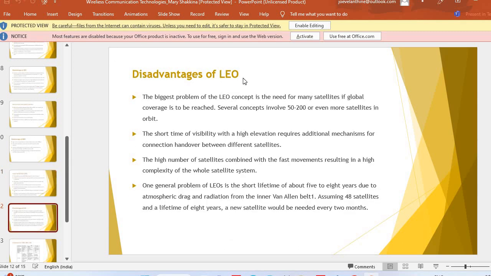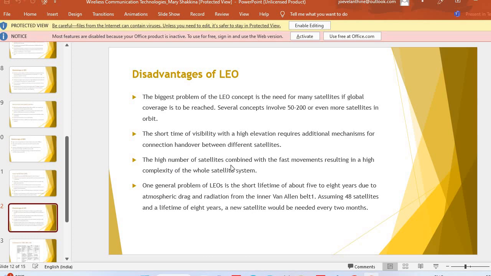The next is disadvantages of LEO. The biggest problem of LEO concept is need for many satellites if global coverage is to be reached. Using GEO satellites, only 3 satellites is enough to cover the whole Earth. In MEO satellites, a dozen satellites is enough to cover the whole area. But for LEO satellites, it needs more satellites than GEO and MEO to cover the whole Earth. Around 50 to 200 satellites it needs.